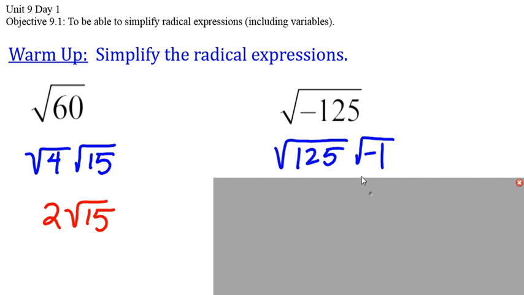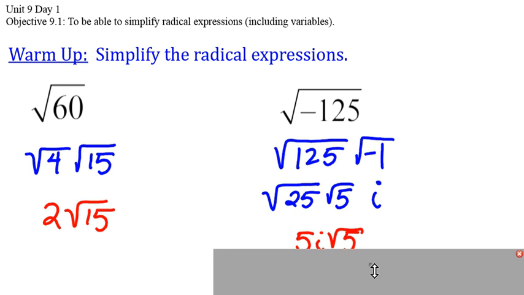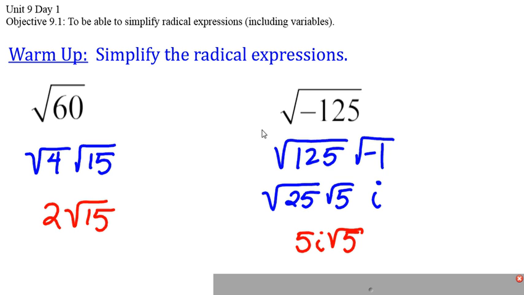The other important piece is the square root of negative 1. We know that the square root of negative 1 is represented by i. So we know that 25 is the perfect square, so the square root of 25 is 5. Then we have i times the square root of 5. So again, the square root of negative 125 simplifies to 5i square root of 5.